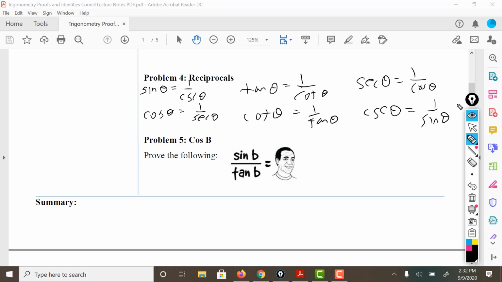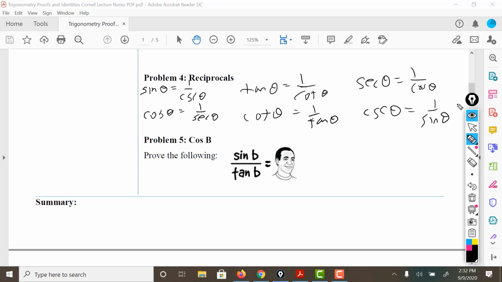Any other class, any other trig teacher would have had you memorize all this stuff. It's a horrible waste of brain power. Your test is going to be open notes again. Okay, so just make sure you have all these things on there. You can go ahead and just use them. Don't worry about memorizing them.